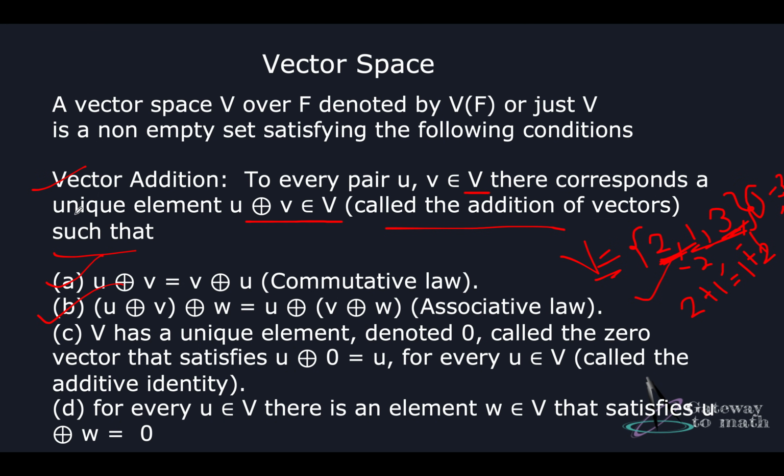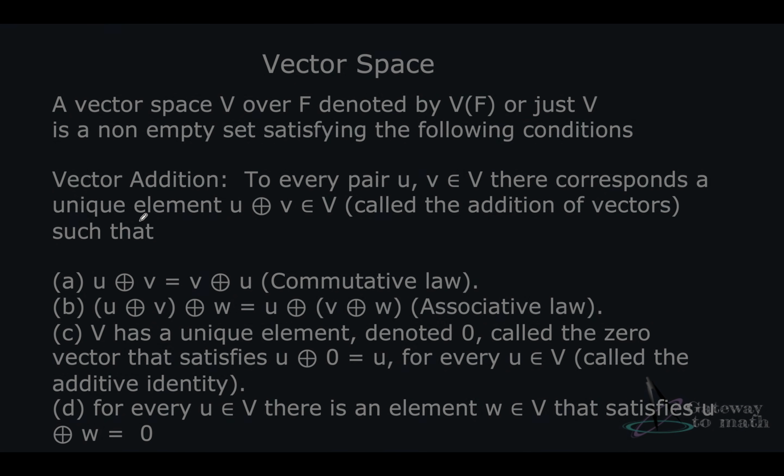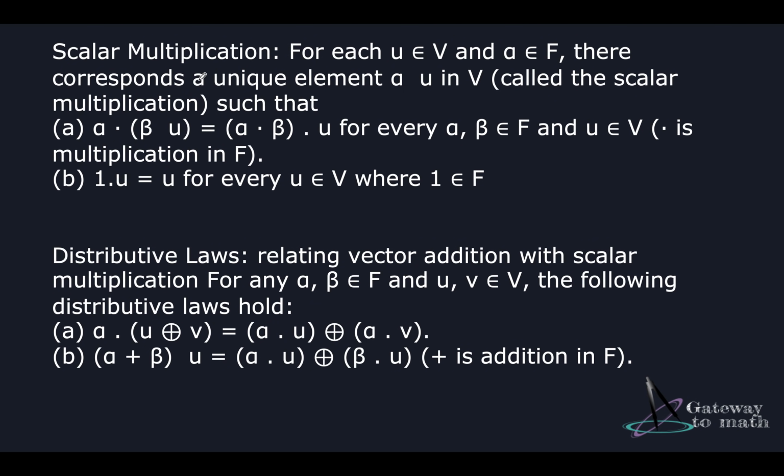Okay, there's a scalar multiplication and distributive associative properties as well for a vector space to be a vector space over a field. And this is just one of them. We'll discuss the other two now. The second one is scalar multiplication. So for each u which belongs to V and A which belongs to the field, there corresponds a unique element A multiplied by u which is a part of the vector space. So basically we are saying that multiplication is closed in a vector space.